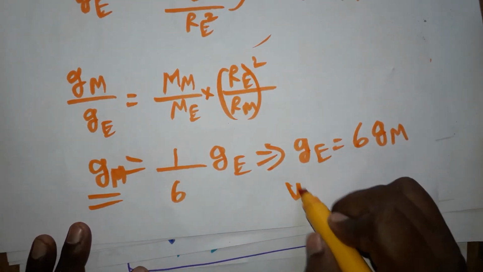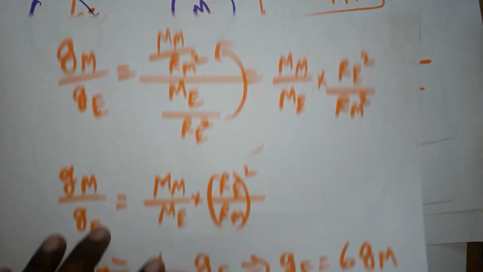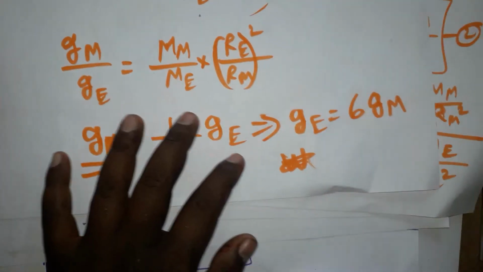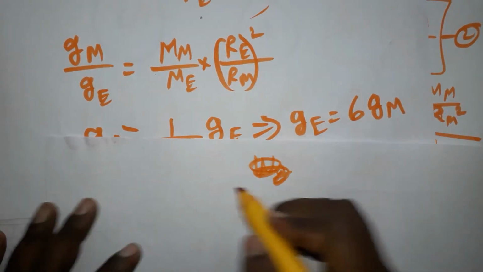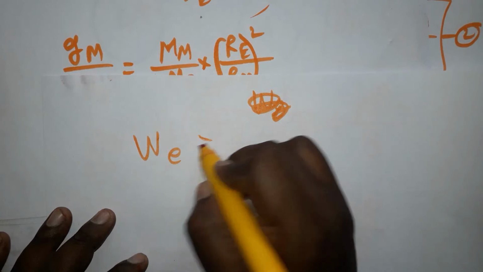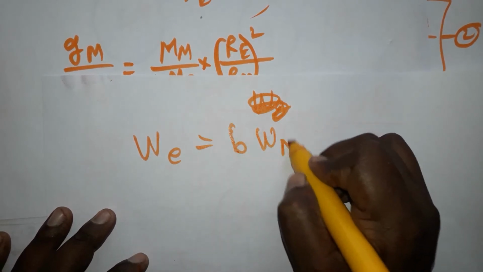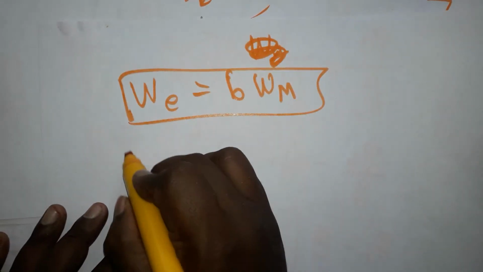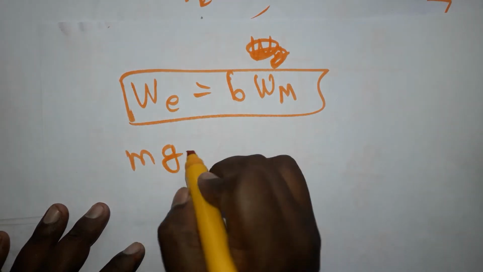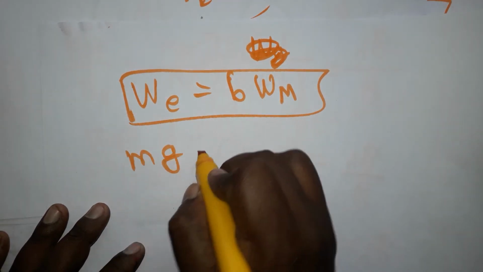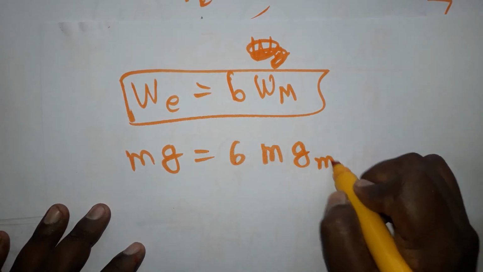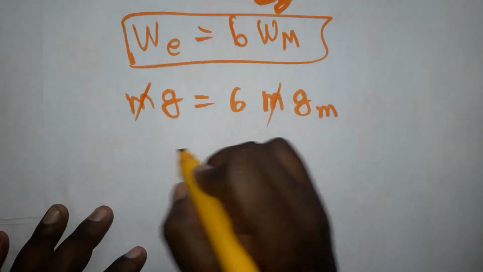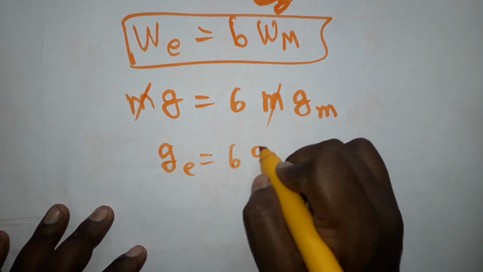Now, if we take the weight of some object, the weight on the earth surface is equal to 6 times the weight on the moon surface. It is the same thing, because weight is mass times acceleration due to gravity. Mass times acceleration due to gravity on the earth surface is equal to 6 times mass times acceleration due to gravity on the moon surface. The mass cancels, so gravity on the earth surface is 6 times gravity on the moon surface.